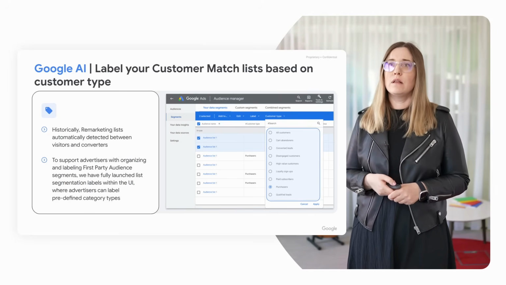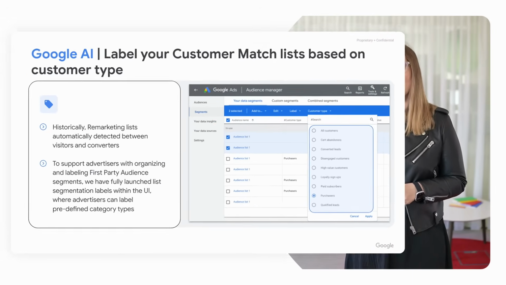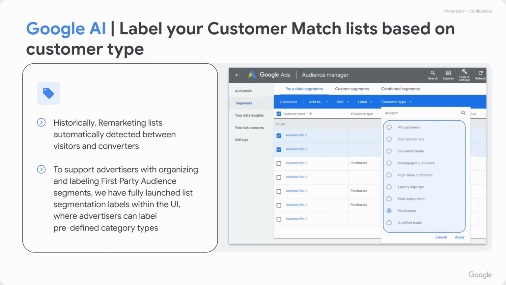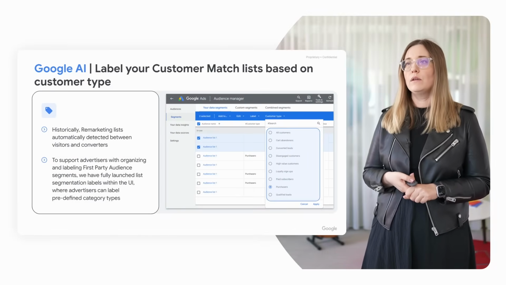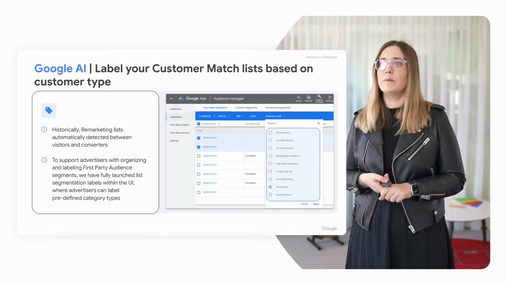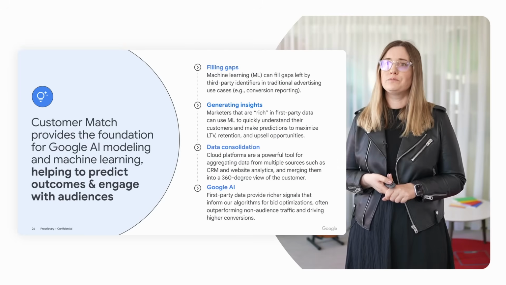We also recently launched Audience List Labels, which allows advertisers to label customer match lists depending on their audience segments to better inform the campaigns they are used for. For example, a new customer-only campaign will not target users that are labeled as purchasers. This feature is completely durable post third-party cookie deprecation and contains predefined category types for advertisers to leverage.